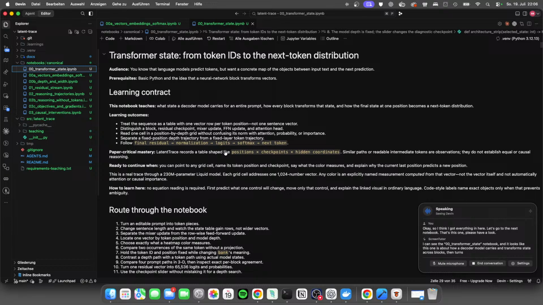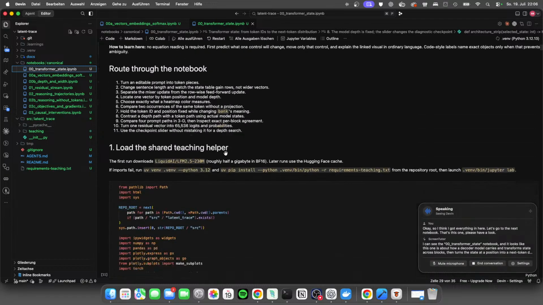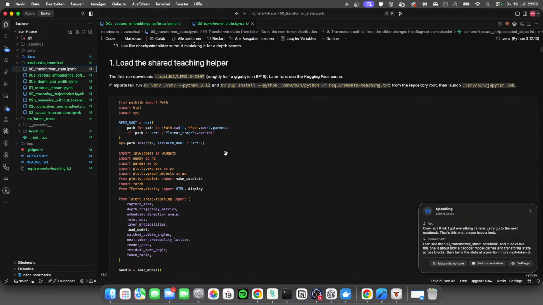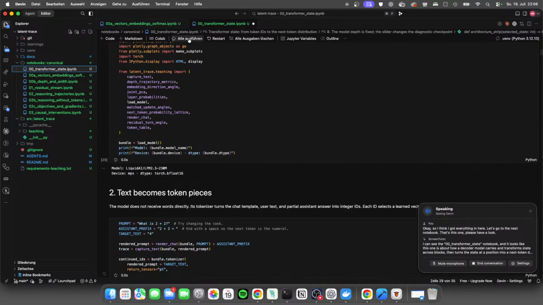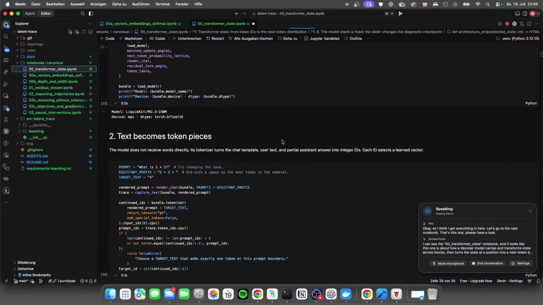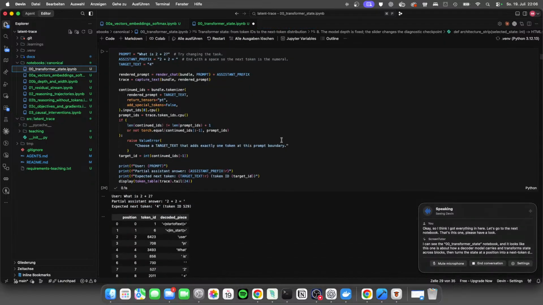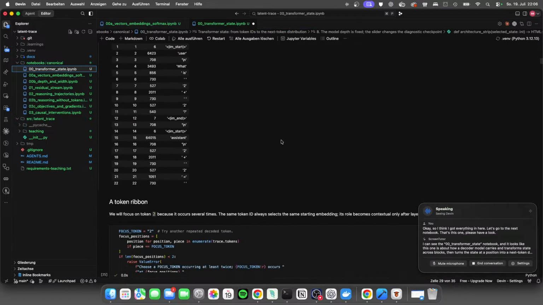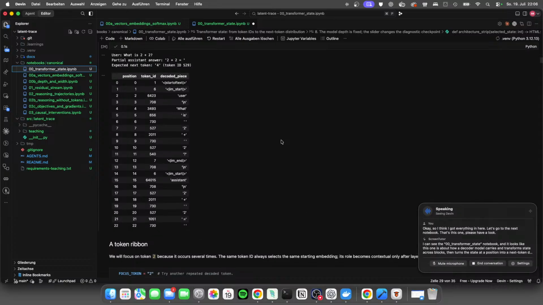I can see the Double O Transformer State Notebook, and it looks like this one is about how a decoder model carries and transforms state across blocks, then turns the state at a position into a next token distribution. A key idea in the learning contract is the sequence as a table, with one vector per token position, not a single sentence vector. Each block updates the state, and the final position state becomes the logits for the next token. If you want, we can go step by step.